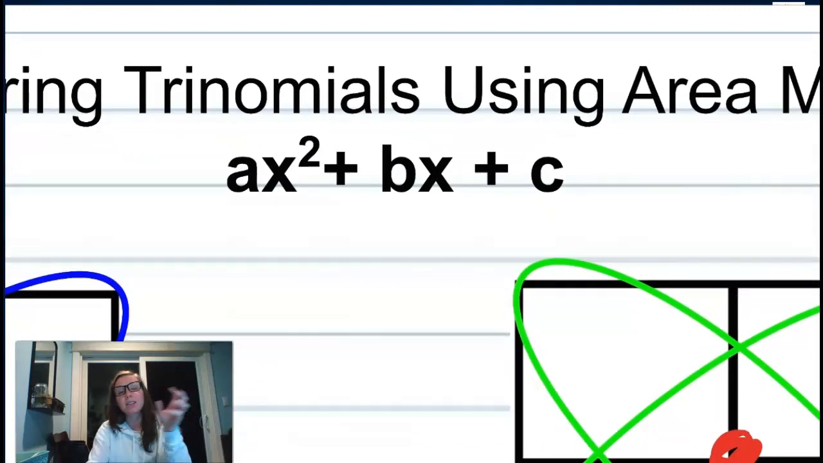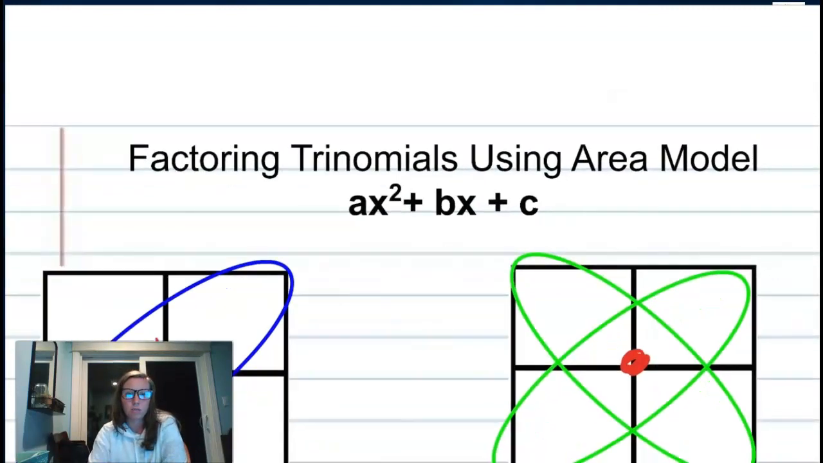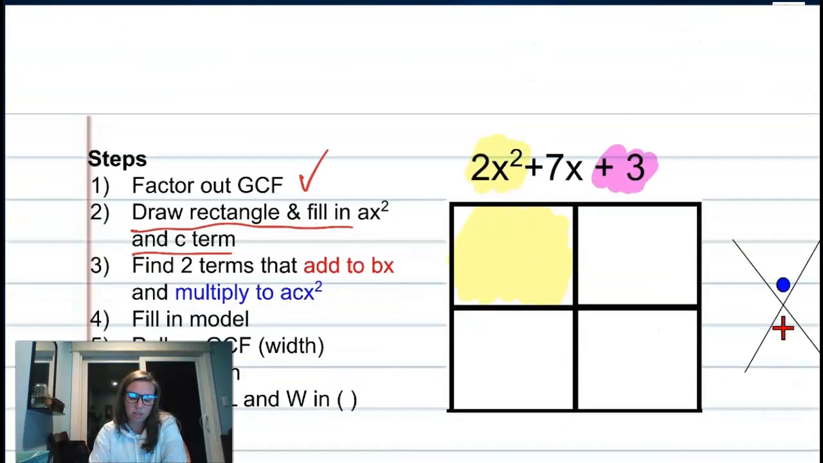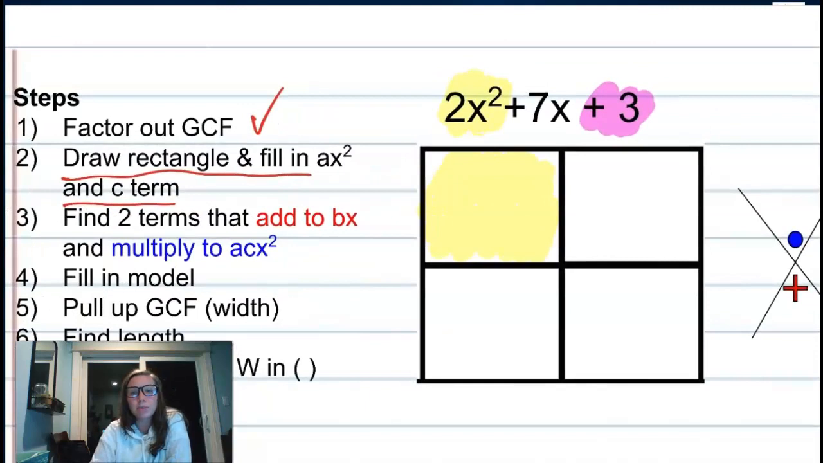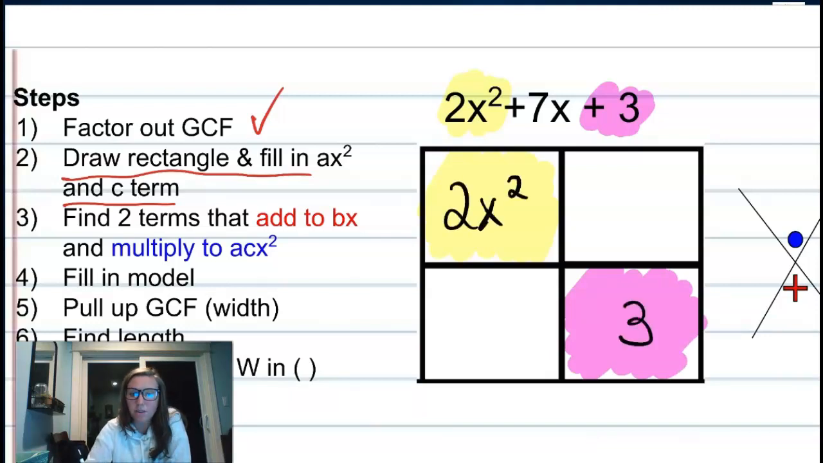So the ax squared, that just means a is always the coefficient of whatever the squared variable is. The b is always the coefficient of whatever the x to the first power is, and the c is always referring to the constant. So that's where the language is coming from down here. Okay, so the first term is always in the top left. The last term is always going to go in the bottom right. Okay, so that's the easy part. We're just going to fill it in. So 2x squared and then the 3.